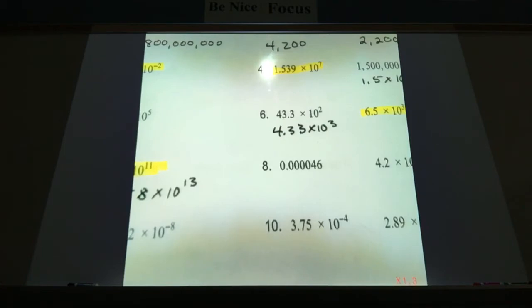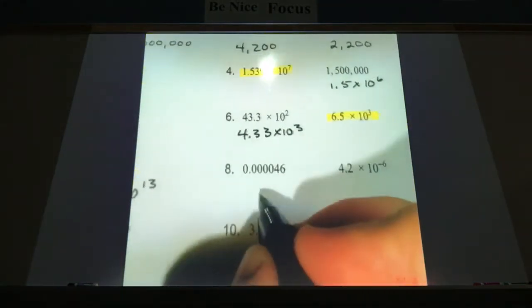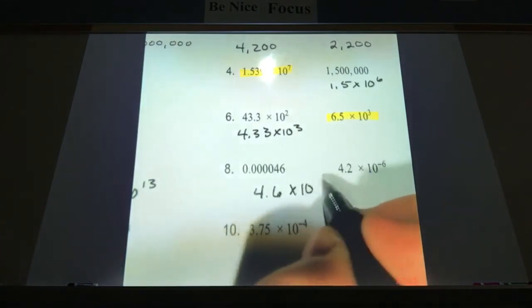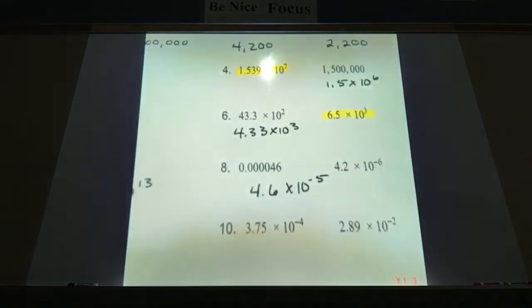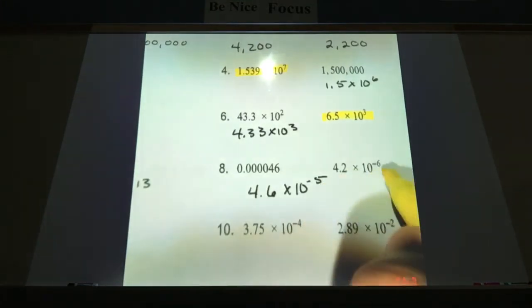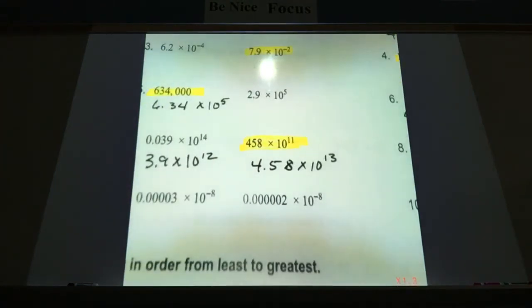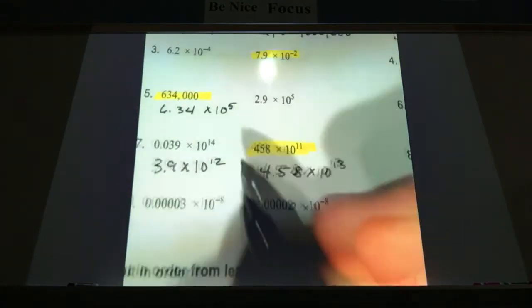Number 8. I hope that you guys can see all of this. It's hard for me to keep checking up on the board to make sure that things are right. -5 is bigger than -6, so there's your answer. Number 9.